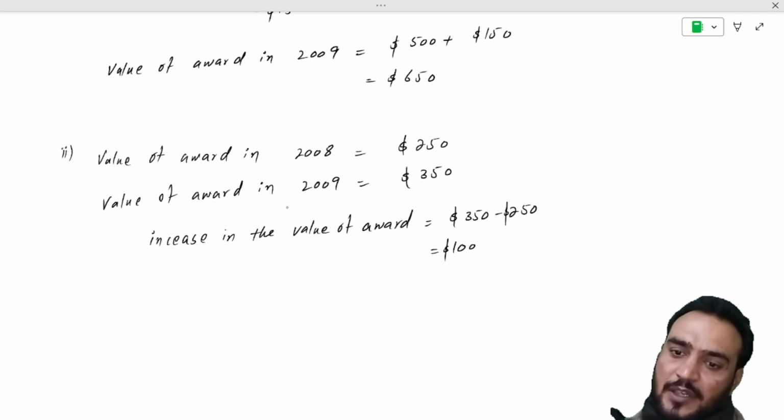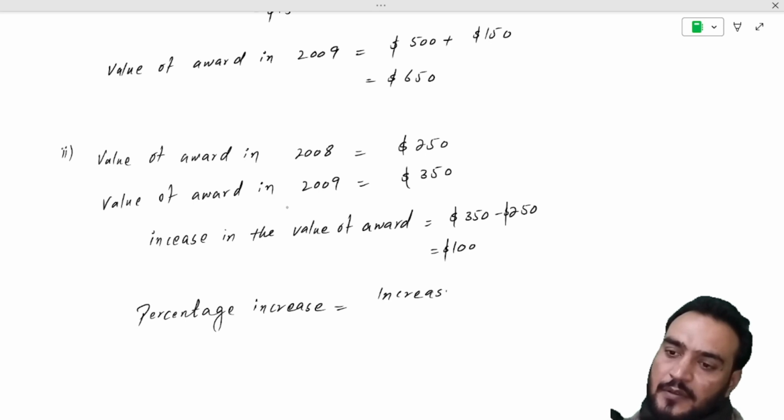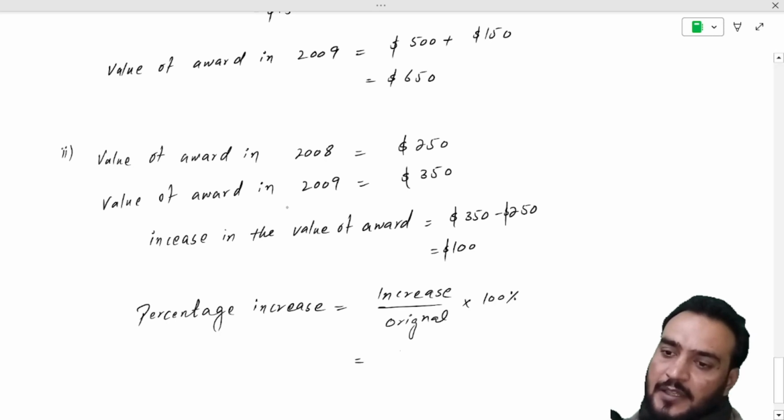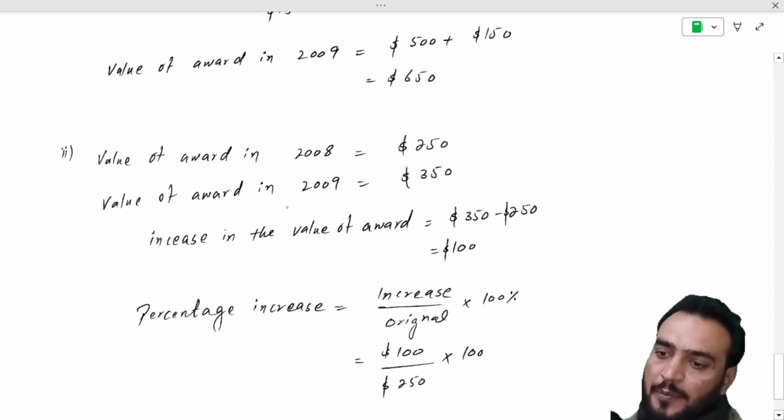So let us now find the percentage increase. The formula for the percentage increase is increase divided by original multiply by 100%. So the increase is $100. The original was $250. We multiply it with 100%.